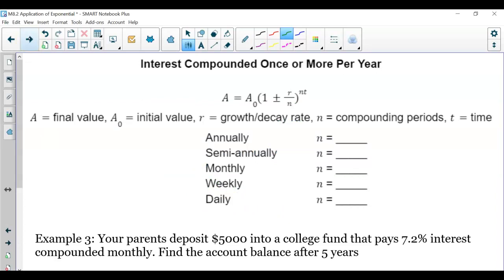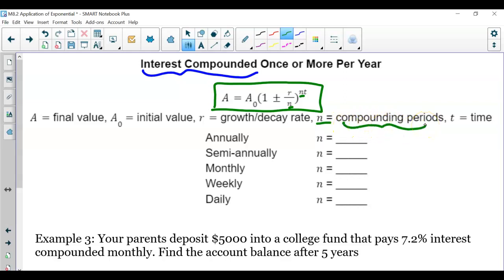Now we have one other type of exponential function. What if interest is compounded? So you could have what's called compound interest, and this could occur more than once per year. So notice how all the previous problems we were talking about were just per year. But what if it's compounded more than once? So here, notice there's a little difference in our function. Notice how we have this n value here. Everything else is the same, but n is going to represent how often the interest is compounded in the year.